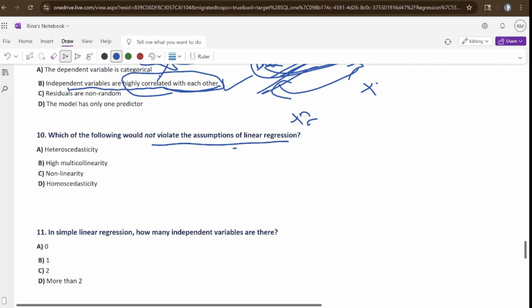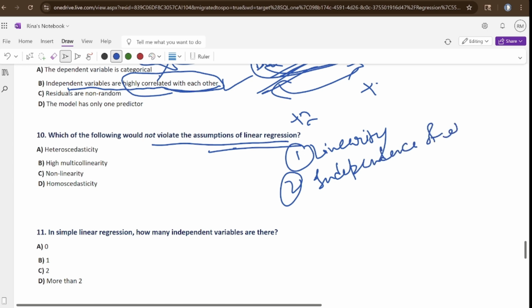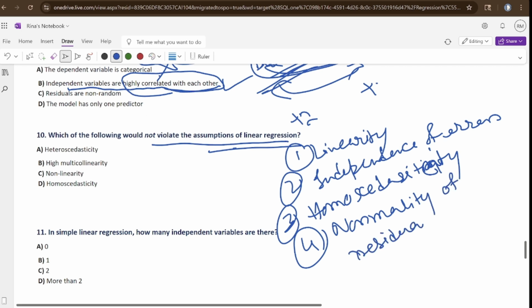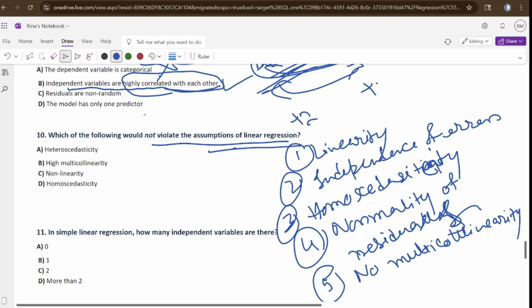Now next question. Which of the following would not violate the assumptions of linear regression? See, the assumptions are: first, linearity; second, independence of error, one error should not be dependent on another; third, homoscedasticity, that is the spread of residuals should be equal, sorry for the spelling; fourth, normality of residuals, that means residuals should be normally distributed, a bell-shaped curve; and fifth, no multicollinearity, that means independent variables should not be dependent on each other, they should not be highly correlated. Fine. So from here you can say homoscedasticity.